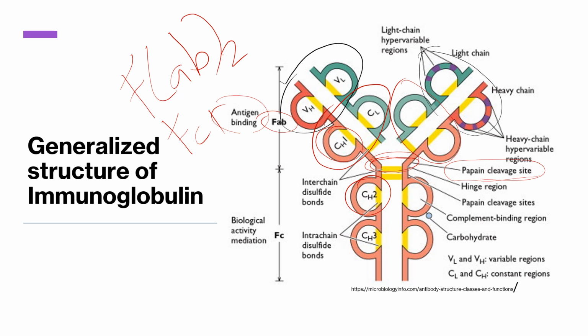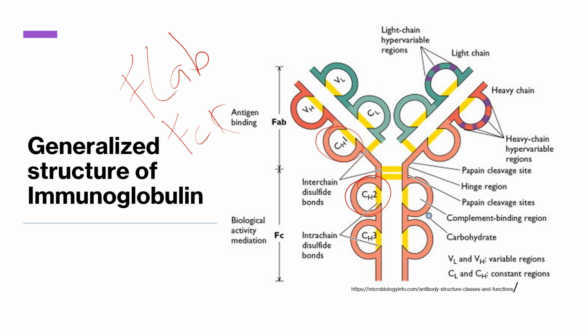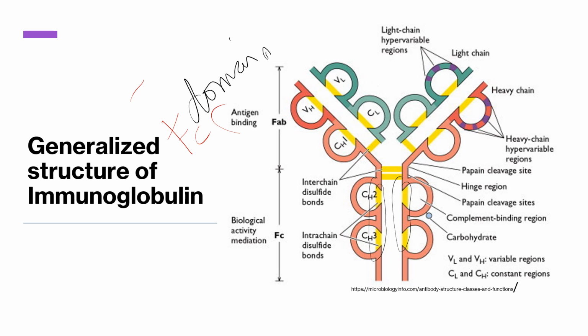Okay, we'll erase again for a moment. Maybe it would be better to erase so we will not be distracted by all of those writings. Now, we also have the intrachain disulfide bond here, which creates a folded region, or what we call the domain. Then we have the variable region and the constant region. So this is the generalized structure of your immunoglobulin.